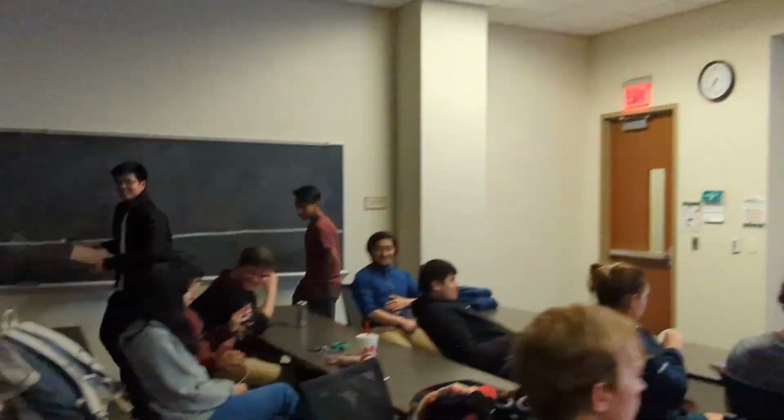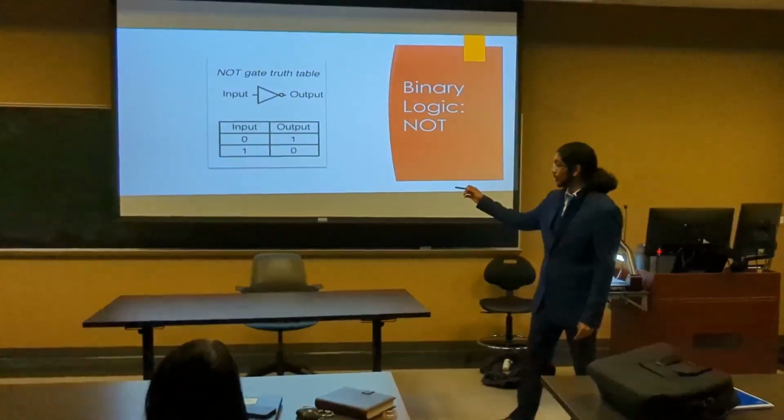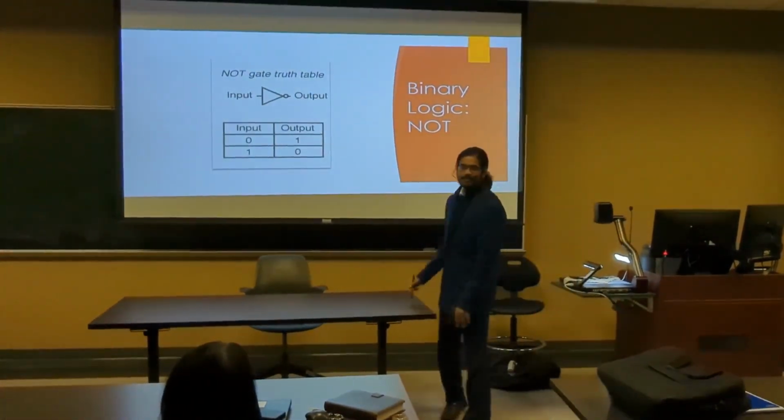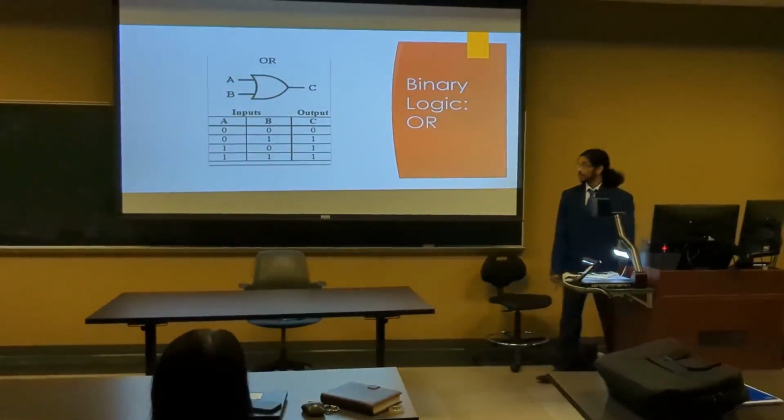So the most simple one is the NOT gate. So if you have an input of 0, it gives you a 1. If you have an input of 1, it gives you a 0. Simple as that. It just inverts whatever input you give it. Next is the OR gate.